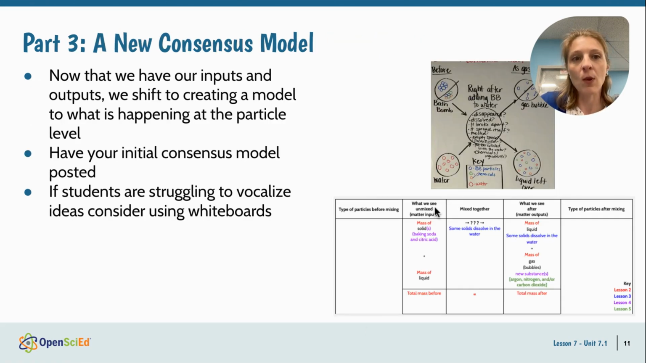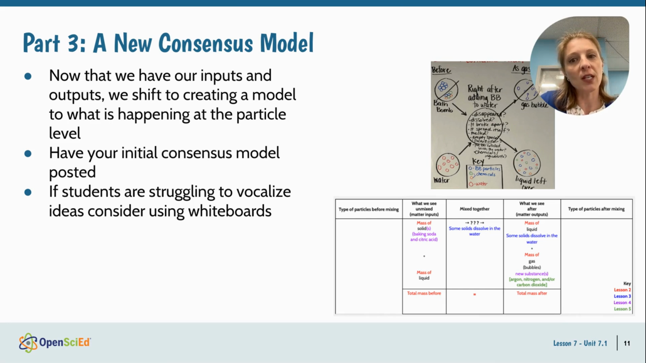In part 3, we open up the model. If you look at the picture posted right here, here's what I mean by opening up the model. So there then are 2 parts added to the model, and this is where we are going to revise the inputs and the outputs for the particle model. I recommend having your initial consensus model posted. So here's a picture of my initial consensus model, and we're going to ask the students to update what these particles look like for both the inputs and the outputs.